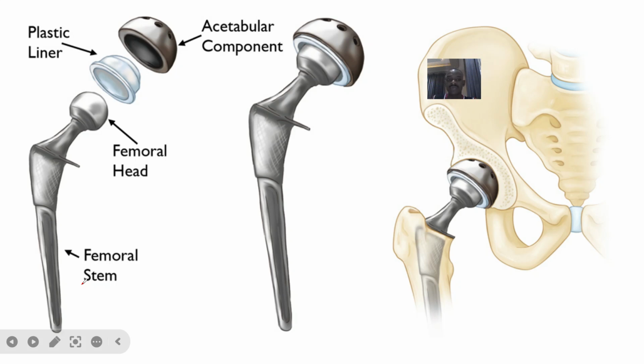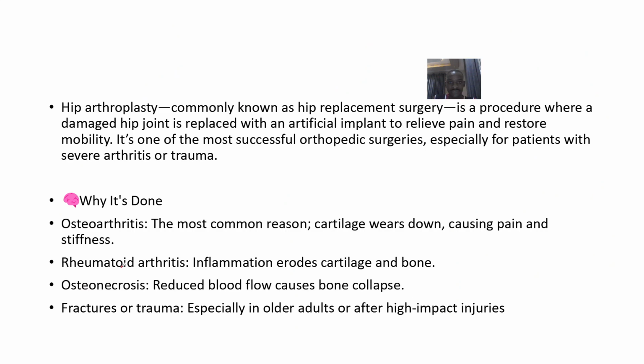So they might want to replace everything, or they might just want to replace the head of the femur. Do you understand? So if they are replacing everything around the hip, they call it the total arthroplasty, while if they are replacing only a part of it, they call it a partial one. You understand? So it's also commonly called what? Hip replacement surgery. It's a procedure where damaged hip joints are replaced with an artificial implant.